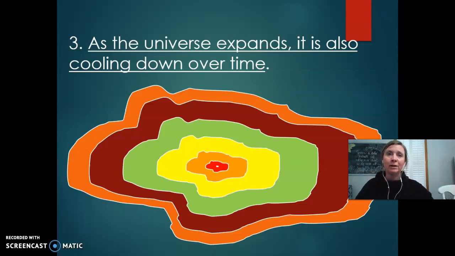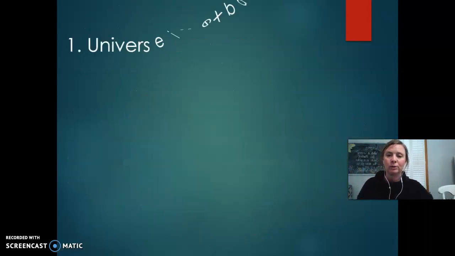And if you think about our transfer of energy, if there's not enough particles for that energy to transfer through, it gets cooler and cooler. And that's what's happening. So like here, it was really hot, hot, hot, warm, warmer. And then as we move further and further out, it gets cooler and cooler.